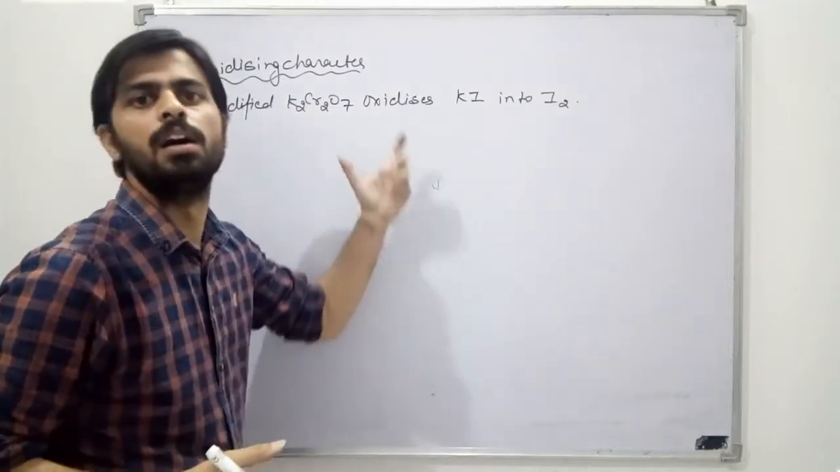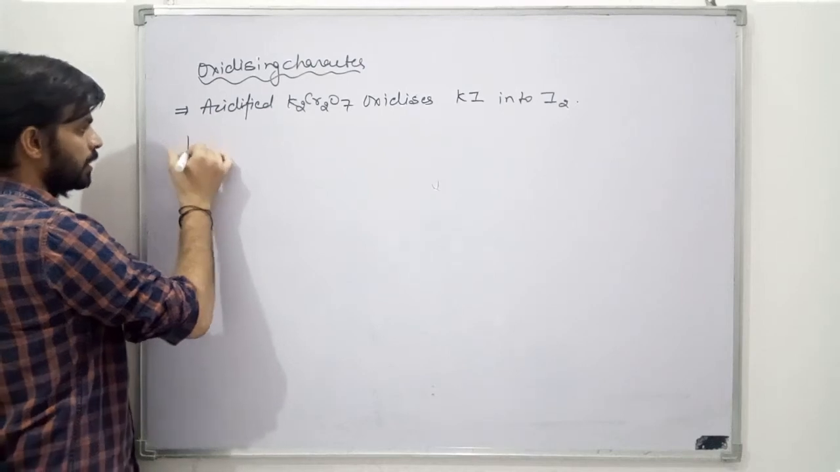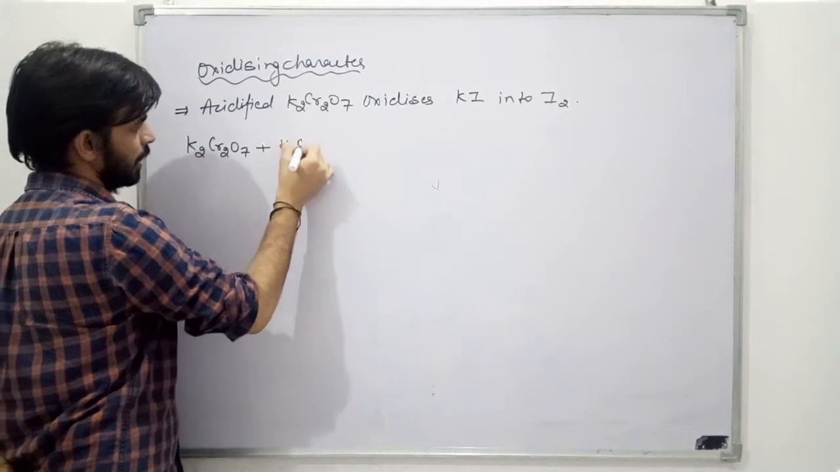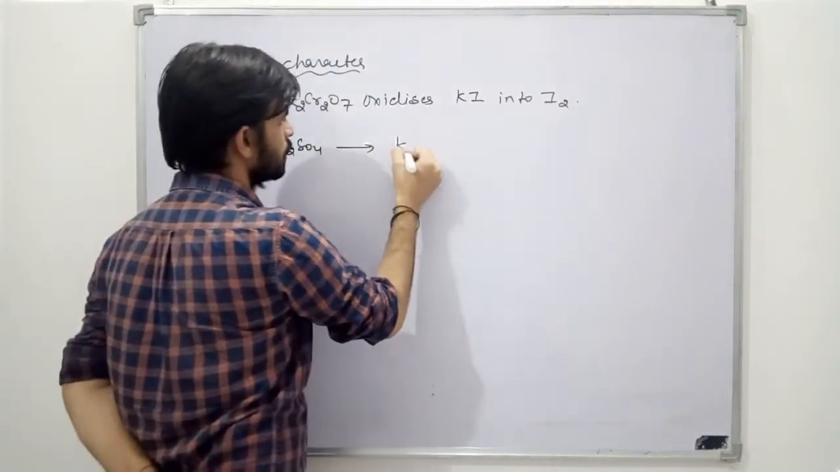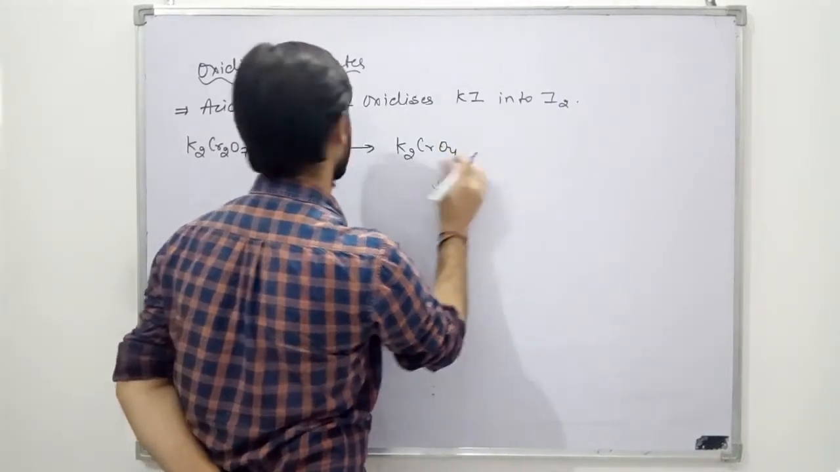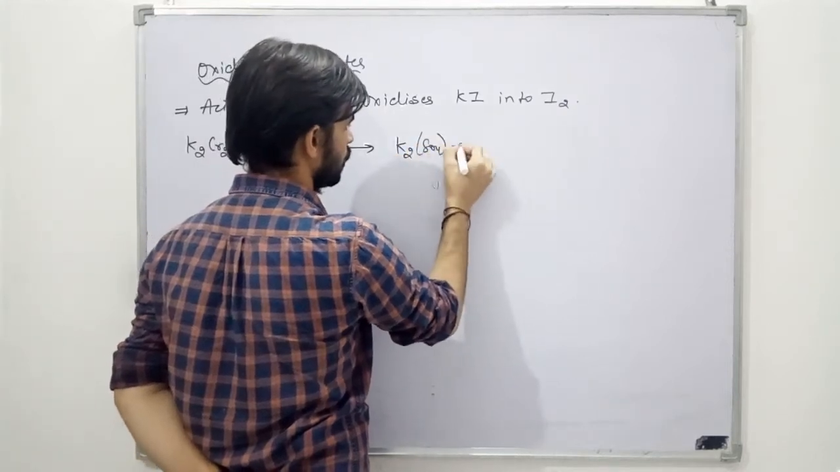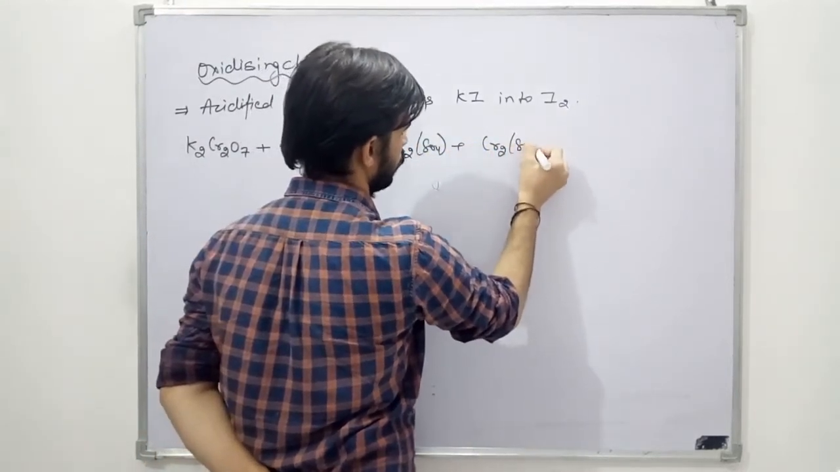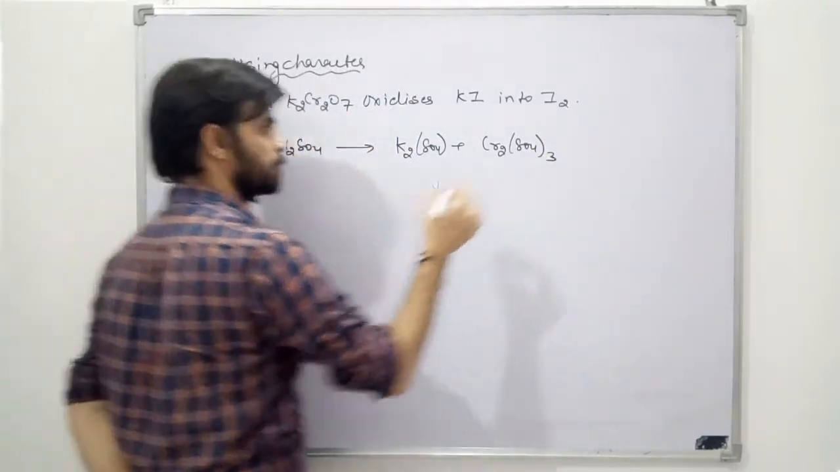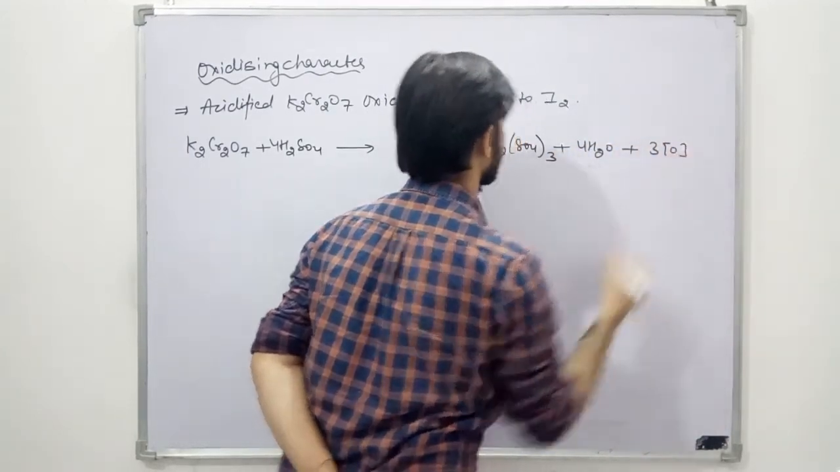First we will discuss the molecular equation, then we will discuss the ionic equation. In the beginning, K2Cr2O7 is treated with sulfuric acid and converts into potassium sulfate, K2SO4, plus Cr2(SO4)3, then 3 plus 1, 4, that means 4 times H2O plus 3 nascent oxygen.